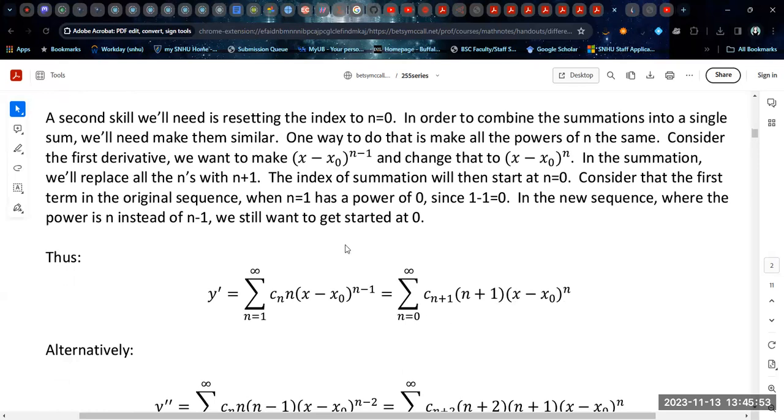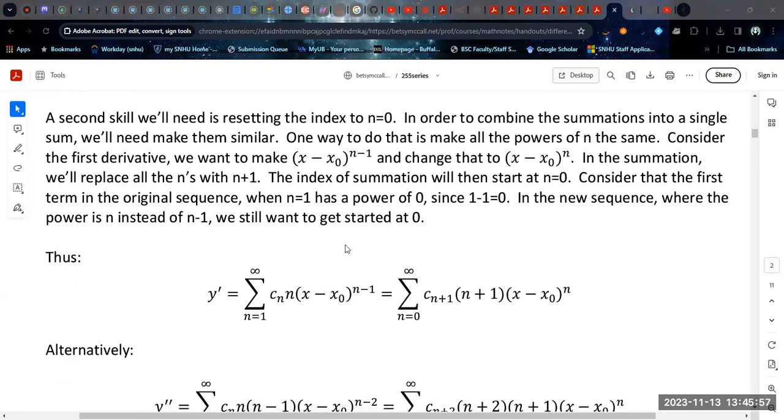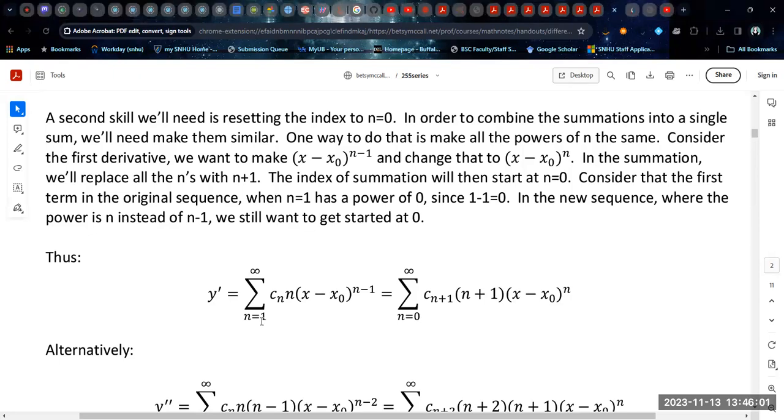Now, we're also going to need at some point to reset our series back to 0, even though some of them start at 1 or what have you. Another skill that we're going to need is to be able to reset them to an equivalent series starting at n equals 0, because we're going to want all of our series to start at the same point. Now, this is not something that you want to do before you do the substitution.